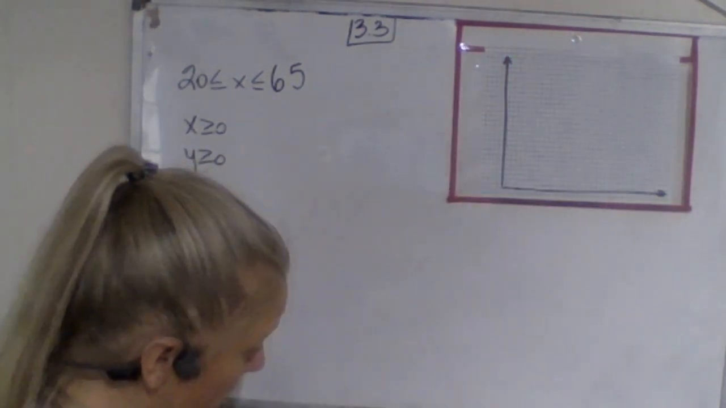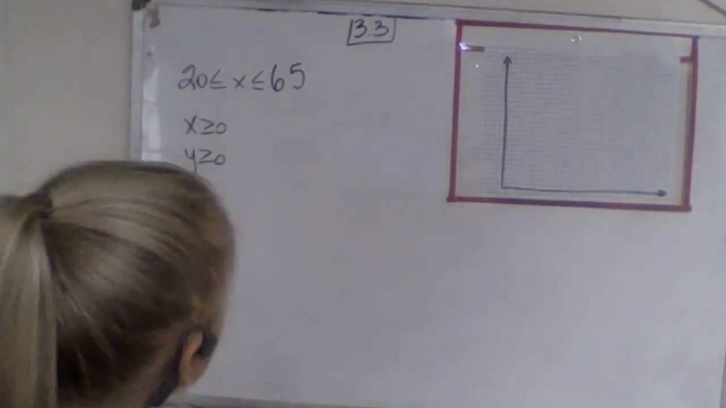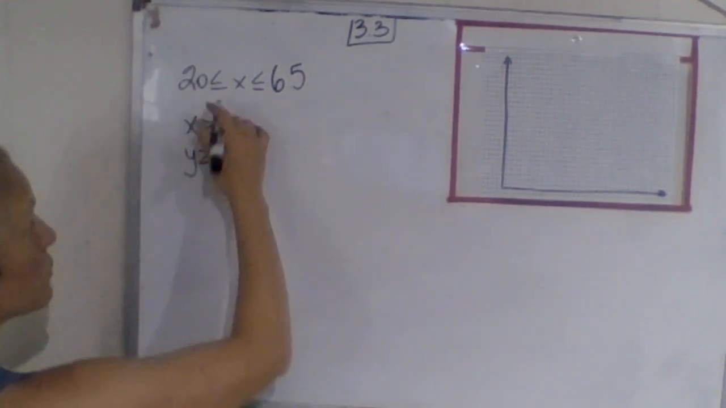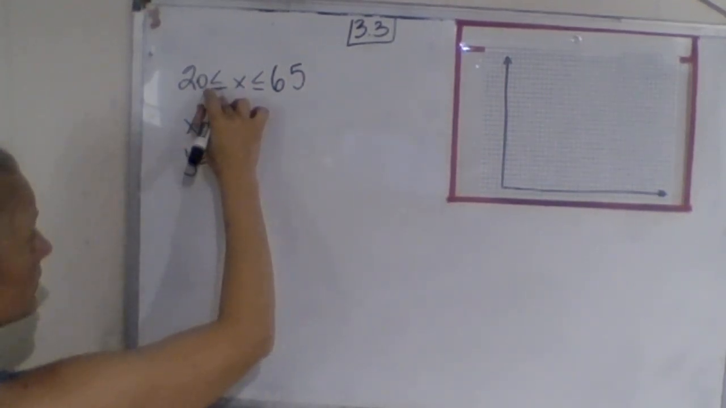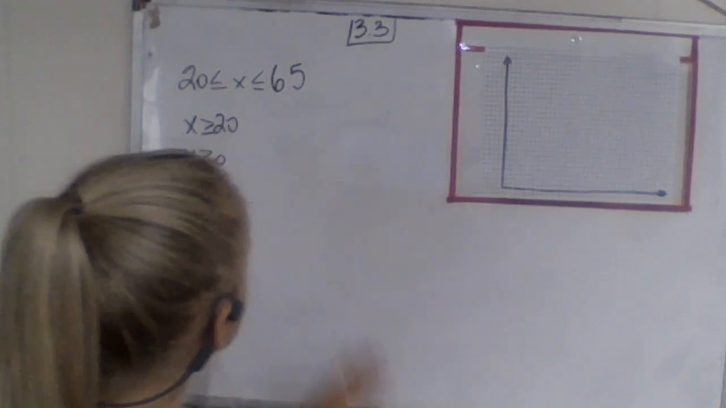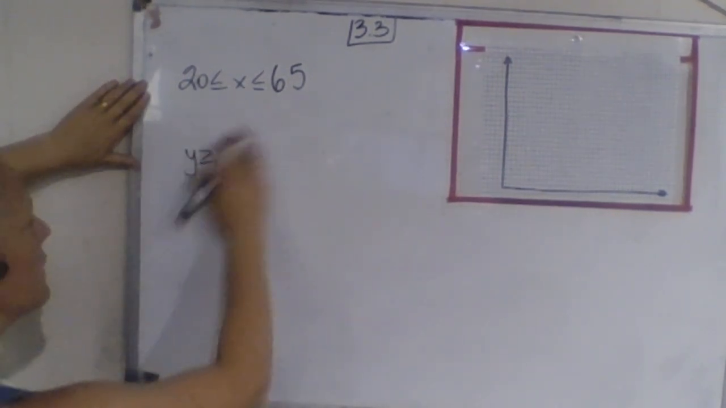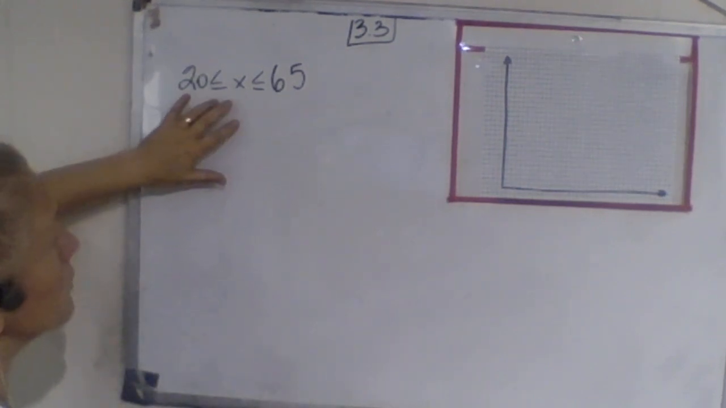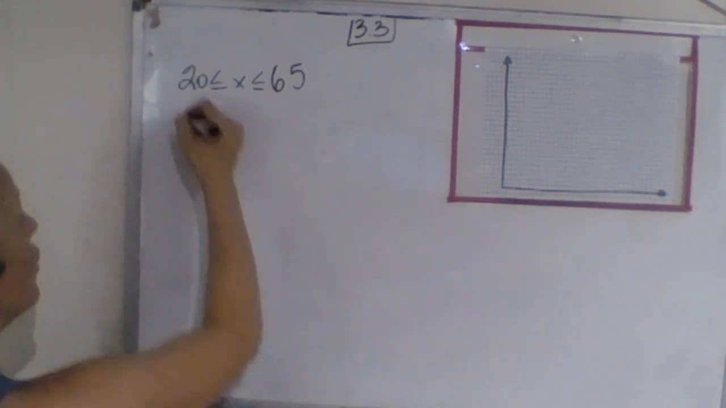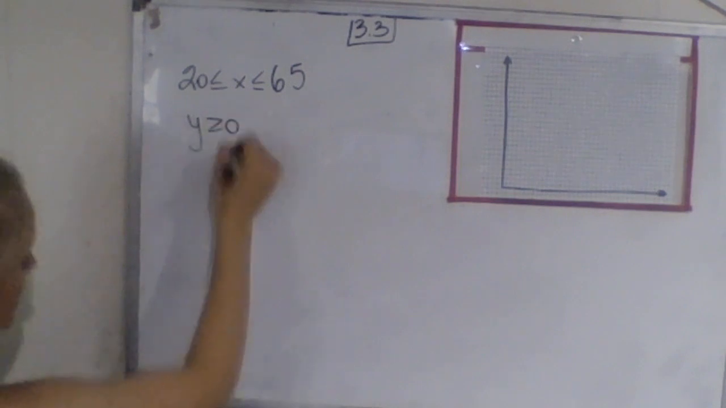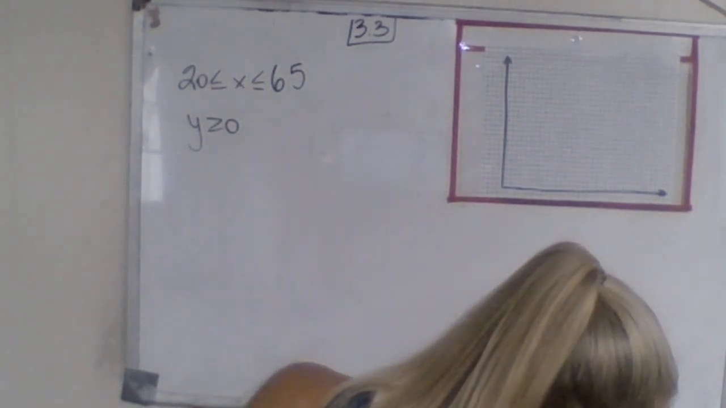Those are the two things that we really know. We know that x is greater than 20 because we're looking for the adults, right? What else do we know about x? X is in between 20 and 65, we have that. Y has to be greater than or equal to 0, correct? We're in a real life problem, we have to have that down.